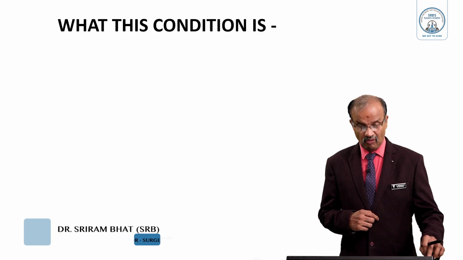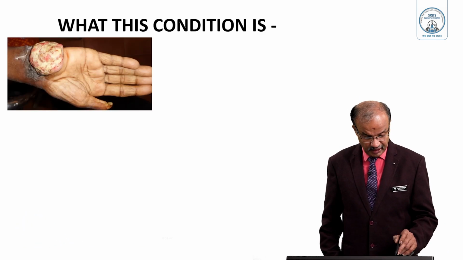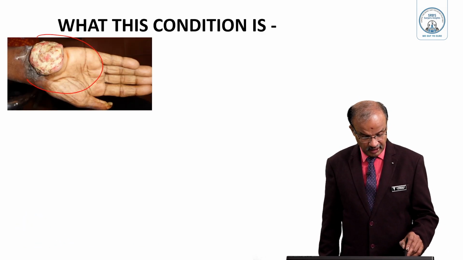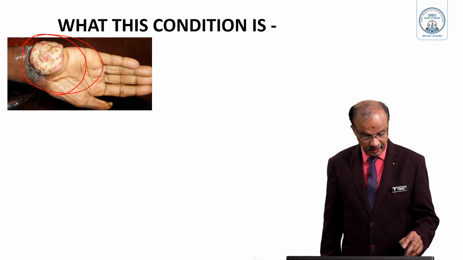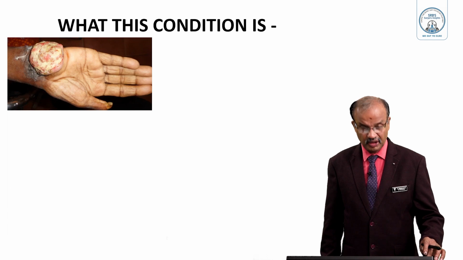Look at this, what is this condition? See here, over the wrist, there is a proliferative lesion with slough, of course, with a raised and everted edge, with some changes in the surrounding skin also. So it is a very typical lesion. What is this?